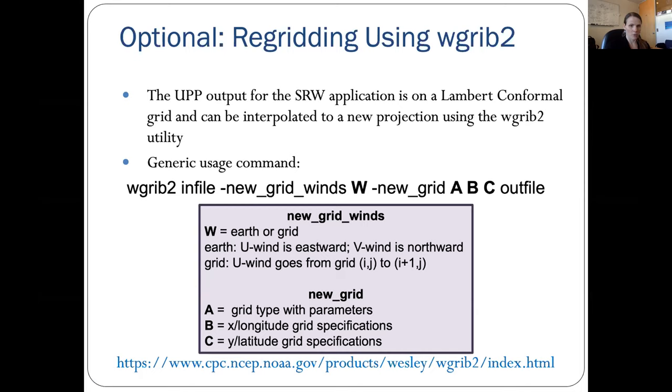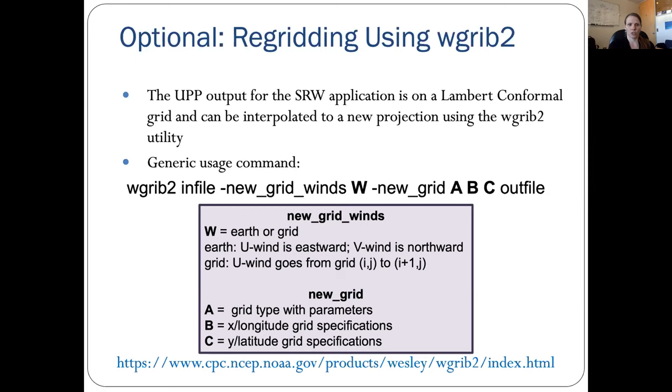So you can do some optional things with the UPP output that's in group 2 format. You can regrid using WGRIP 2. So as I mentioned before, UPP output for the short range weather application is on a Lambert conformal grid, and it can be interpolated to a new projection using the WGRIP 2 utility. And this is a third-party utility that you would have to download yourself. It is not included in the UPP package.